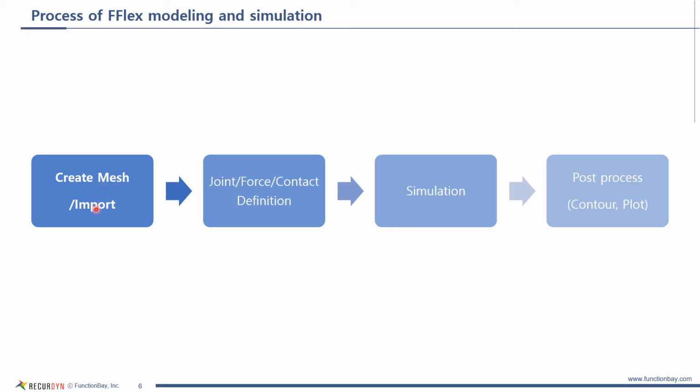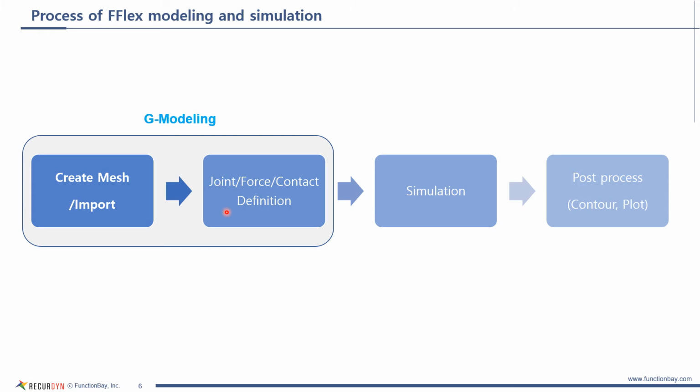This is a typical FFlex simulation process. First, convert a rigid body into a flexible body, or import an existing mesh file. After that, define joint, force, or contact on the flexible body. Next, simulate the model. Similar to MFBD, you can review the results using animation or plot, and you can also check strain and stress through contour plot.